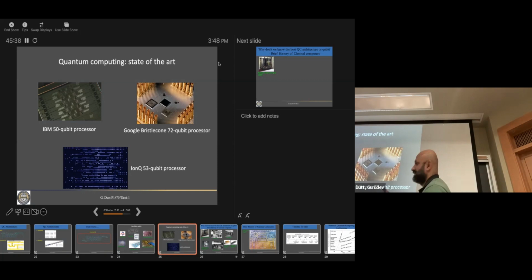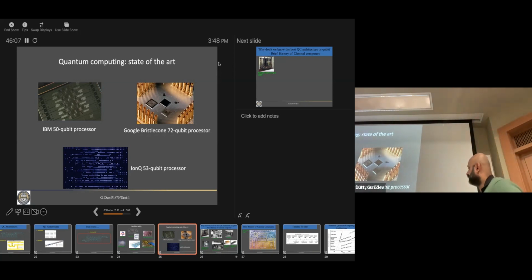I think Google has a 72 qubit processor, maybe something bigger than that. I have to check their latest processor. And IonQ does trapped ion. These two are superconducting quantum computers, and this one is a trapped ion quantum computer. I should also include some of the neutral atom ones. They have many qubits as well now, like 100 or so, but they haven't demonstrated every single thing in quantum computation yet.